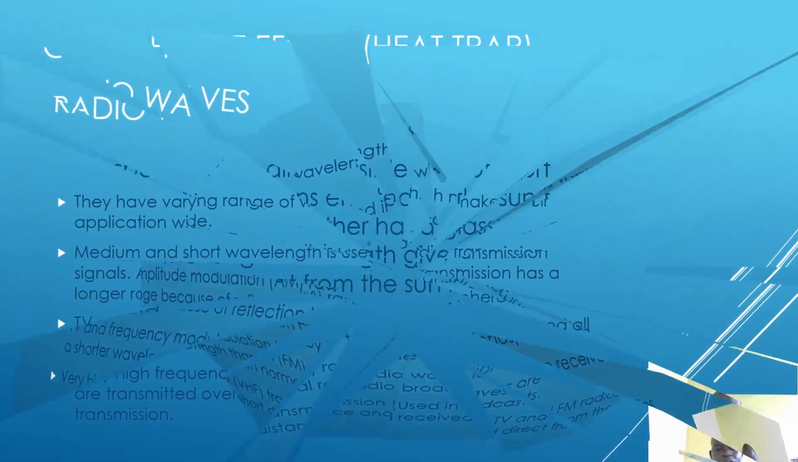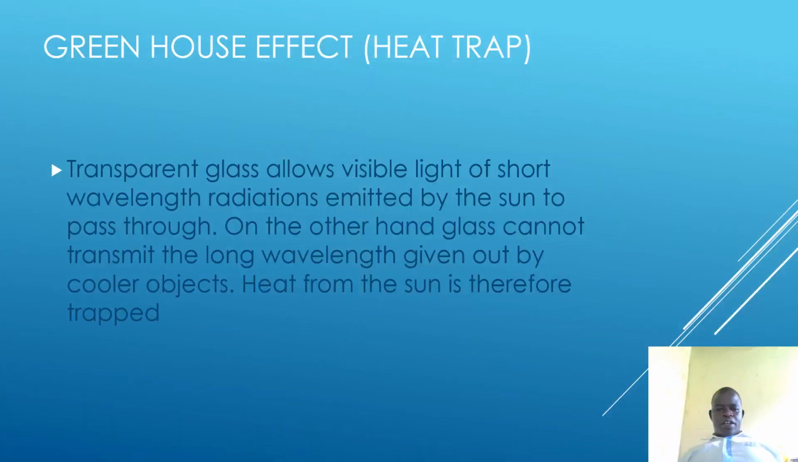So it is important we talk of the greenhouse effect because we had touched on the infrared, which has the heating effect. Transparent glass allows visible light of short wavelength radiation emitted by the sun to pass through it. On the other hand, glass cannot transmit the long wave radiation that is reflected by the cooler objects. So heat from the sun.